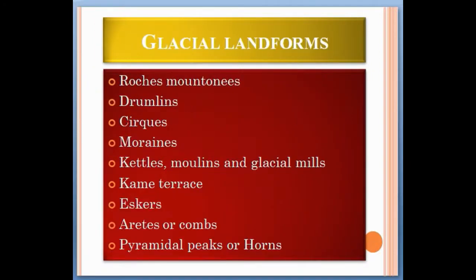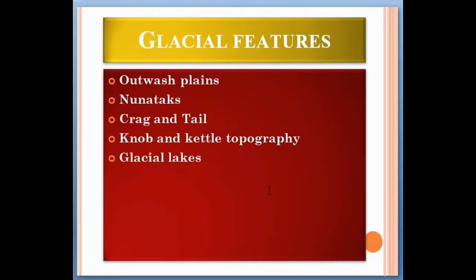So see here, these are the glacial landforms. First one is Roches Moutonnées, Drumlins, Cirques, Moraines, Kettles, moulins and glacial mills, Kame terraces, Eskers, Aretes or combs, pyramidal peaks or horns, Outwash plains, Nunataks, Crag and Tail, knob and kettle topography, and glacial lakes. So we will discuss these landforms with the help of photographs.